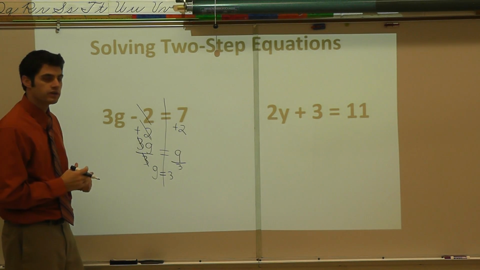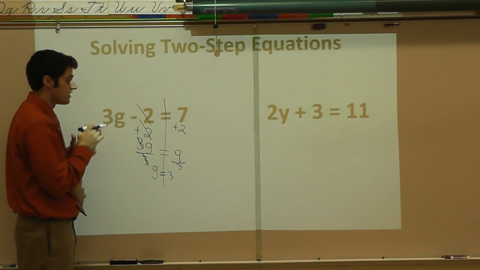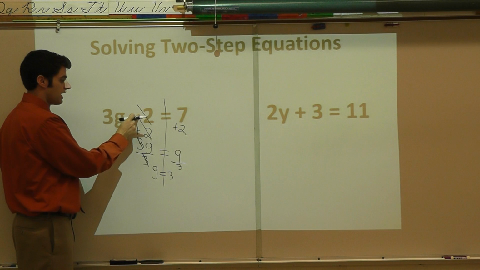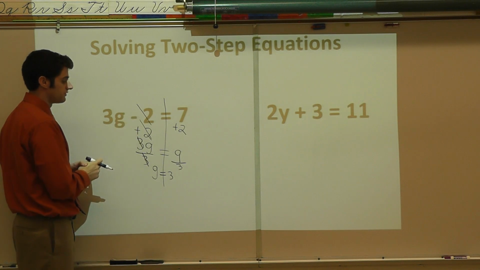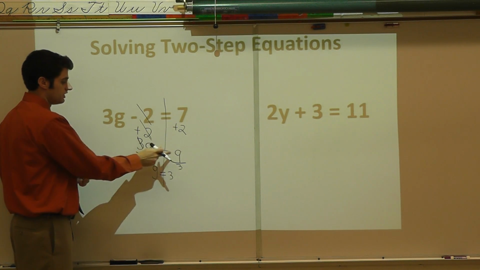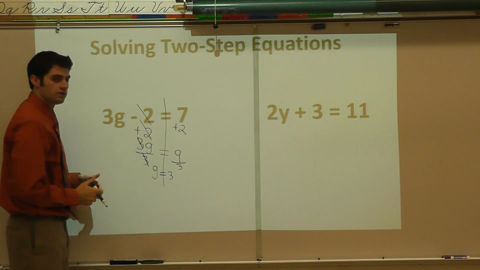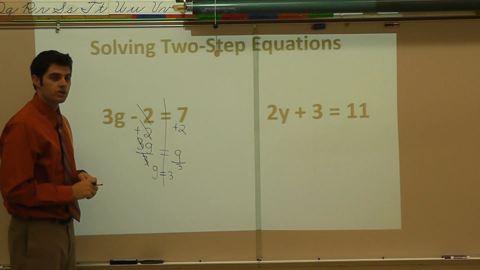Again, let's walk through it very quickly one more time. I used the reverse or backwards of the order of operations. So I added 2 to get rid of this negative 2. That left me with 3g. I added 2 to this side to get 9. Then 3g equals 9. I divided by 3, and 9 divided by 3 became 3. Let's try another problem over here.